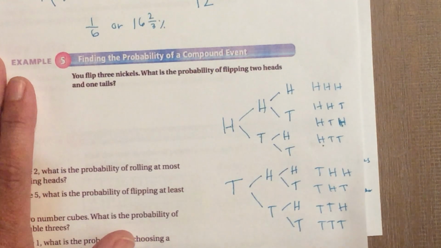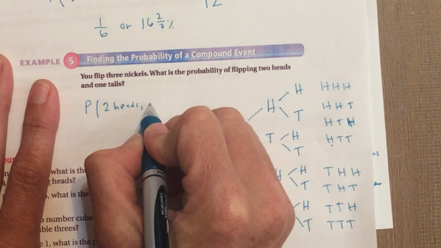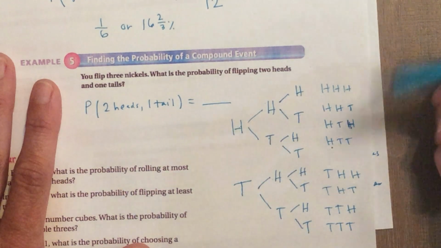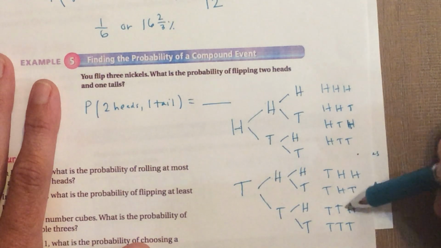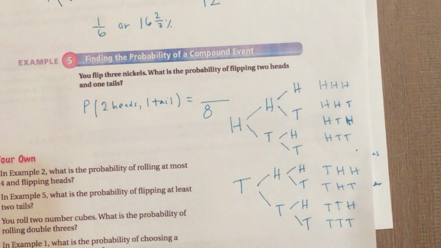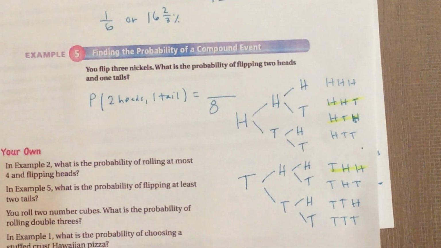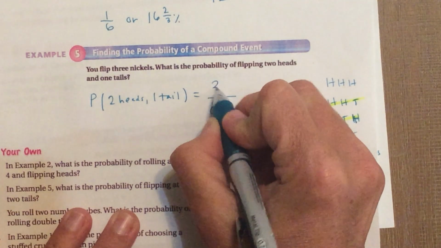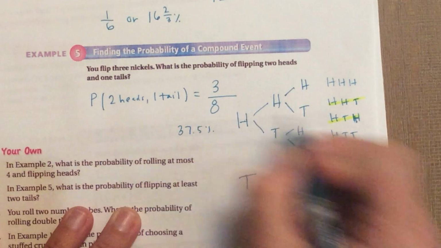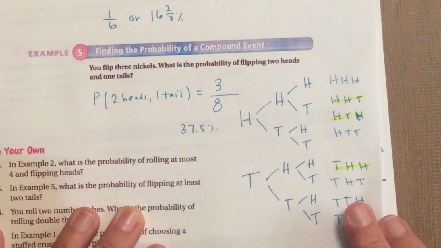Now, what is the probability of flipping 2 heads, 1 tail? Well, do we know how many outcomes we have? 1, 2, 3, 4, 5, 6, 7, 8. So my sample space is 8. And then where do I have 2 heads and a tail? 1 there, 1 there, and 1 there. So the probability of this happening is 3 out of 8, or 37.5%.